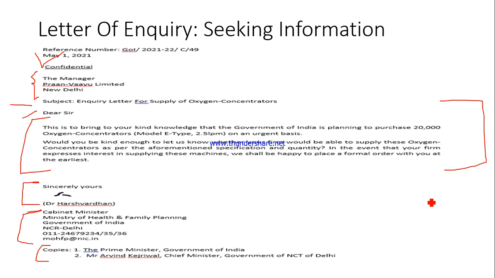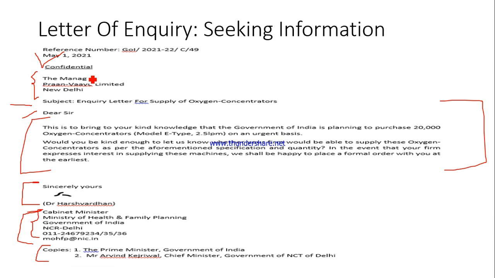Now have a look. Just by looking at this letter, can you guess who is sending it? Who has sent this letter? This letter has been sent by Dr. Harshvardhan, who is the Cabinet Minister, Ministry of Health and Family Planning, the Government of India. And this is what has been mentioned here. Now please understand, these letters are all fictitious letters. They do not correspond to any reality. So don't think that this actually is a phone number of the Health Minister, right? So don't think like that. So this basically is the address of the sender and the name of the sender.